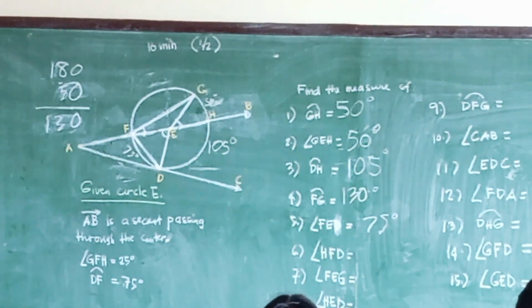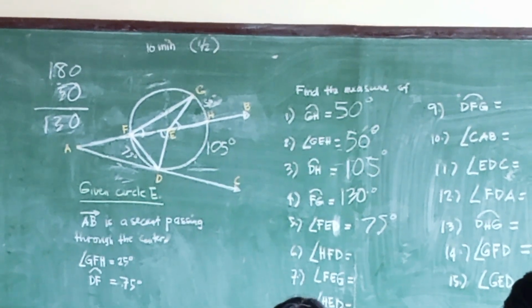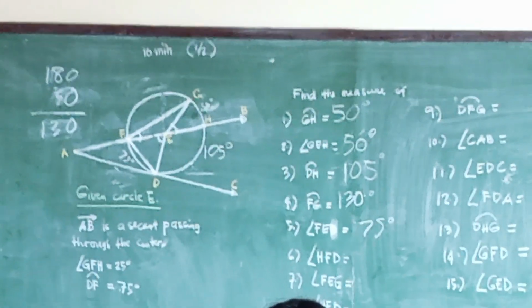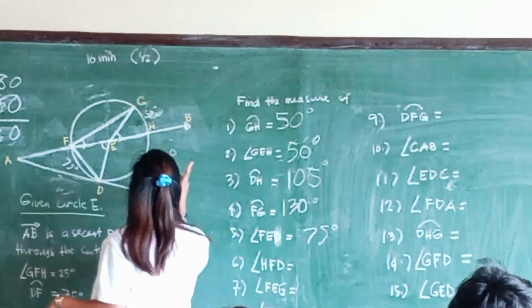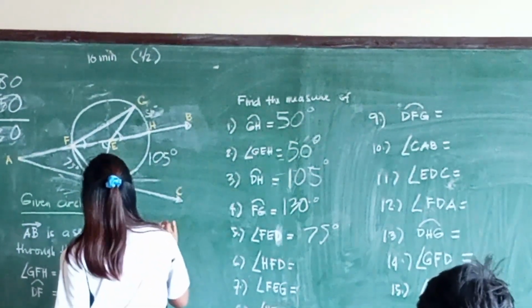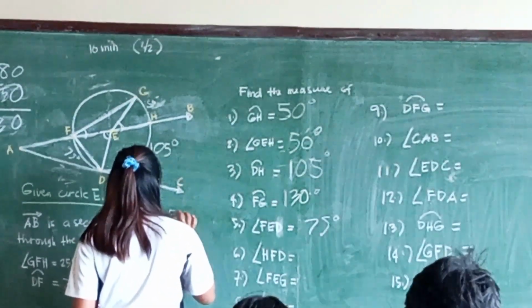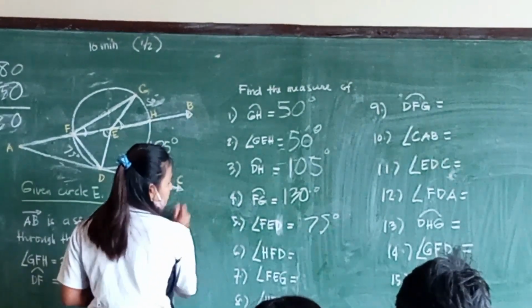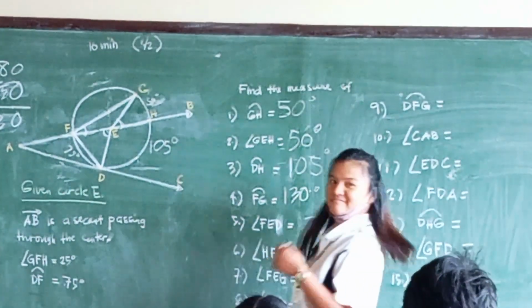What is your answer for number 6? Angle HFD. What is your measure? What is your answer for number 6? Lapus Carmilla. Angle HFD. The answer is?